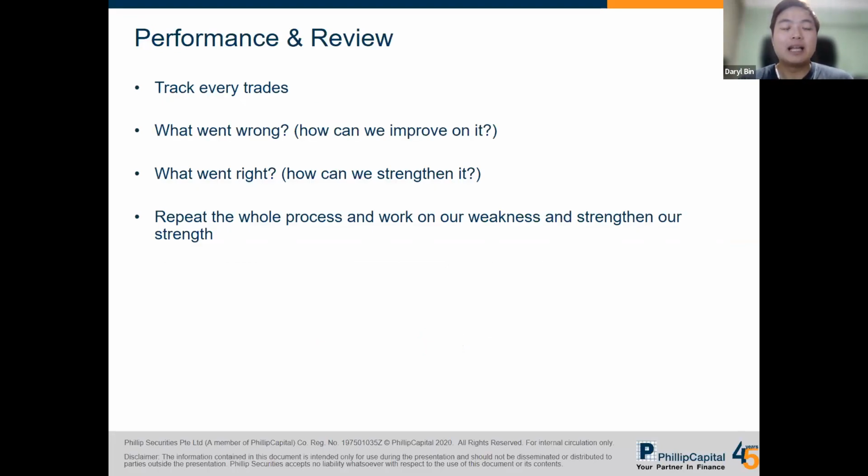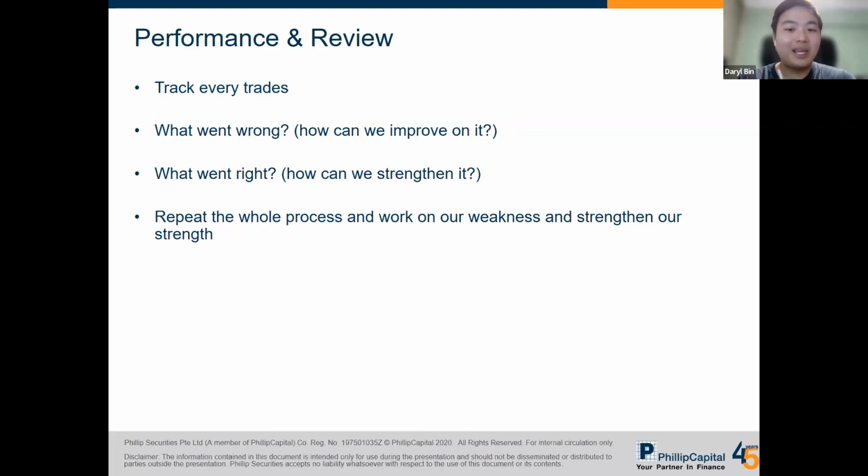Okay, so lastly is our trade performance and review. Like the previous slide, we need to track our own trades, and we will always do a simple table like how I did mine. That's how I usually do mine, and to know if this strategy is actually working for us. If the strategy is not working for us, then how can we improve on it? If it's working for us, then what went well?